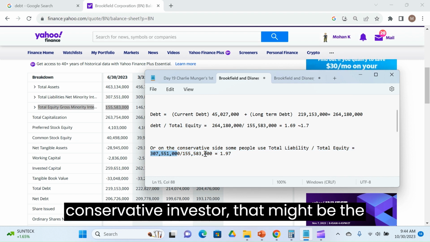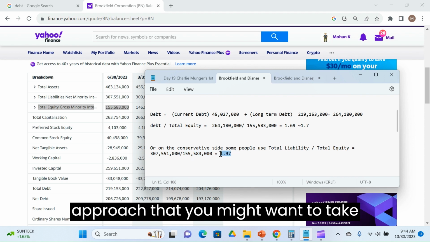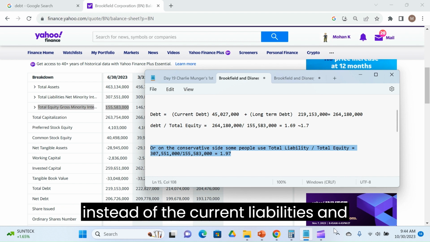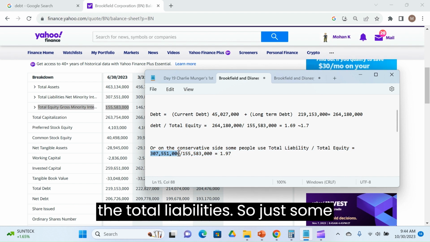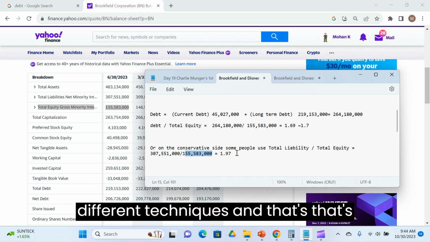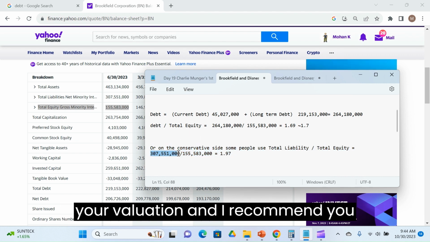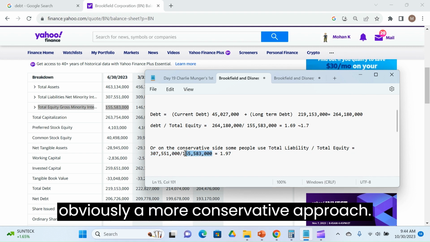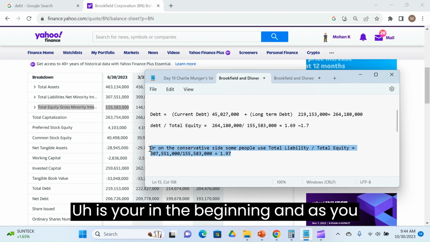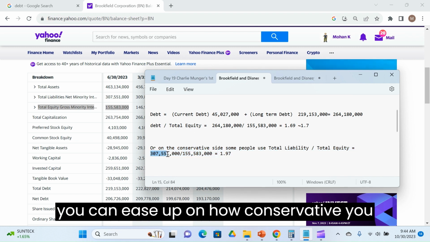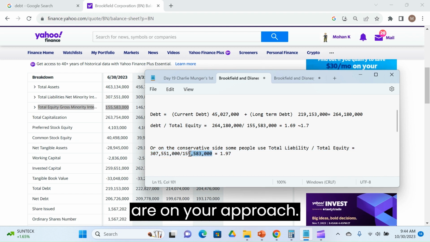And if you're a more conservative investor, that might be the approach that you want to take instead of just taking the debt terms inside of the current liabilities and the total liabilities. So just some different techniques, and that's totally up to you how you want to assess your valuation. I recommend a more conservative approach in the beginning, and as you get a little bit more comfortable, maybe you can ease up on how conservative you are on your approach.